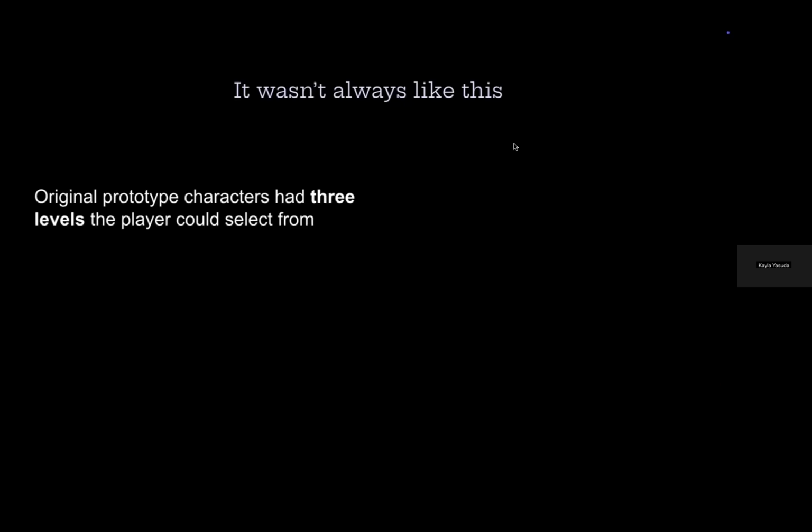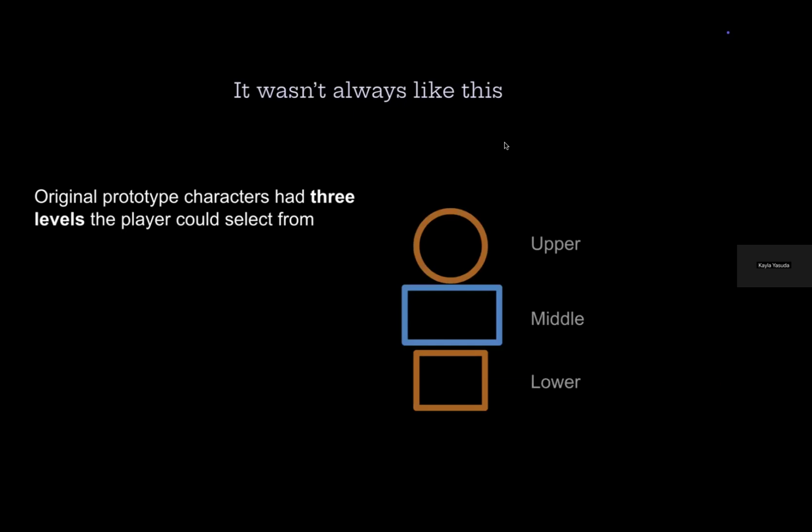The thing is, though, with Swap Force, initially it wasn't always like this. The original prototype characters had 3 levels the player could select from. So it wasn't just 2, it was 3 levels. You had the upper portion, which was the head, a middle portion, and then the lower portion. So this sounds great, right? This sounds amazing from a kid's perspective. I have all this choice. I can create different characters. I can create different variations. So from a player's perspective, this must be great. As it happens, no, this wasn't ideal.